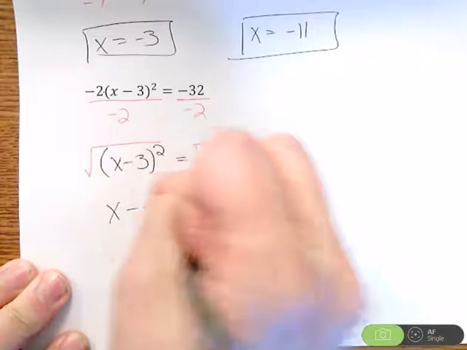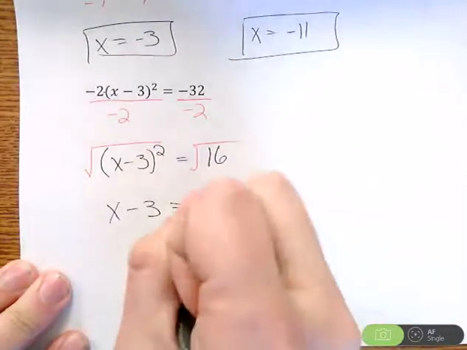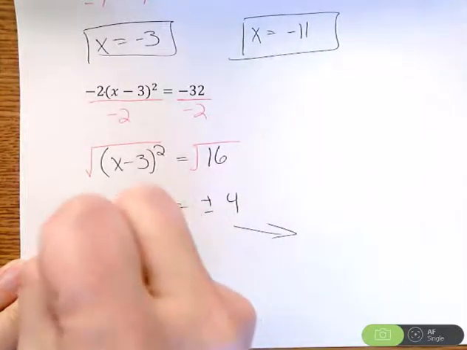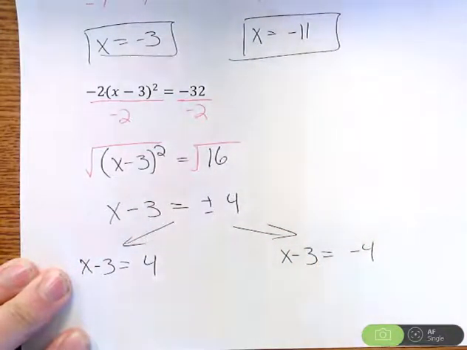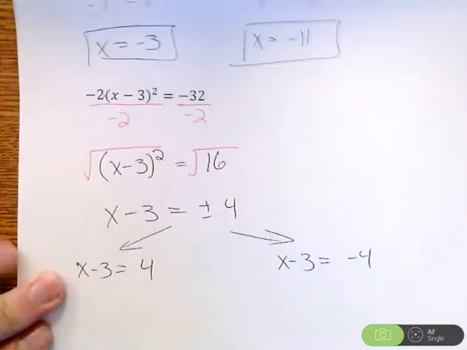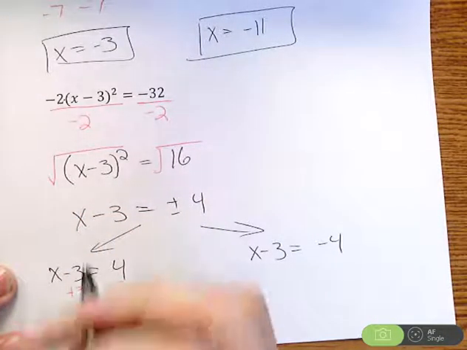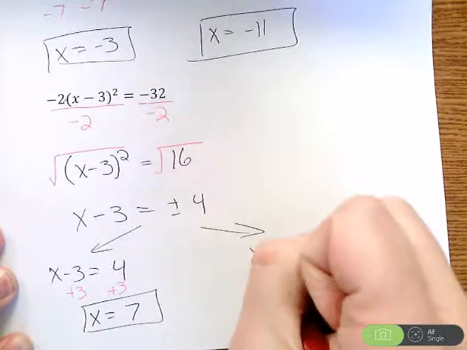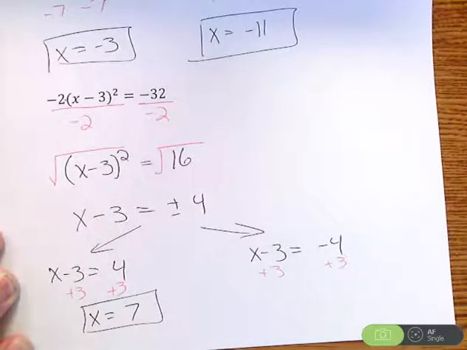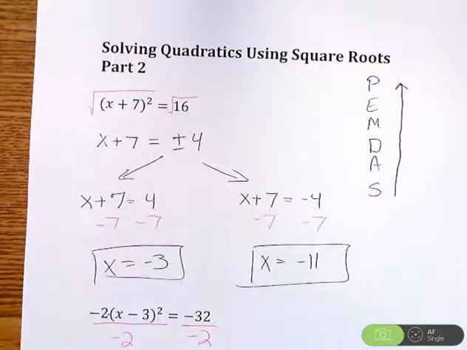We're going to have x minus 3 equals, well, the square root of 16 is plus or minus 4. So from here on out, I want to split it up. I want to deal with x minus 3 equals positive 4, and I want to deal with x minus 3 equals negative 4. So if I solve each of those from there, add 3 and add 3, I'm going to end up with x equals 7. And then if I add 3 and add 3, I get x equals negative 1. So there's my two solutions, and that is solving quadratics using square roots.